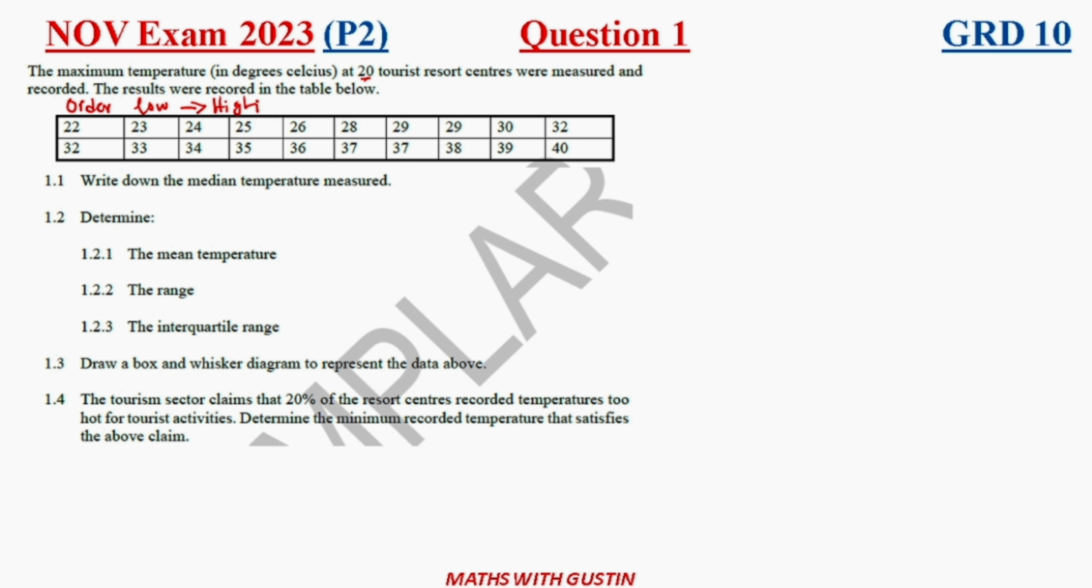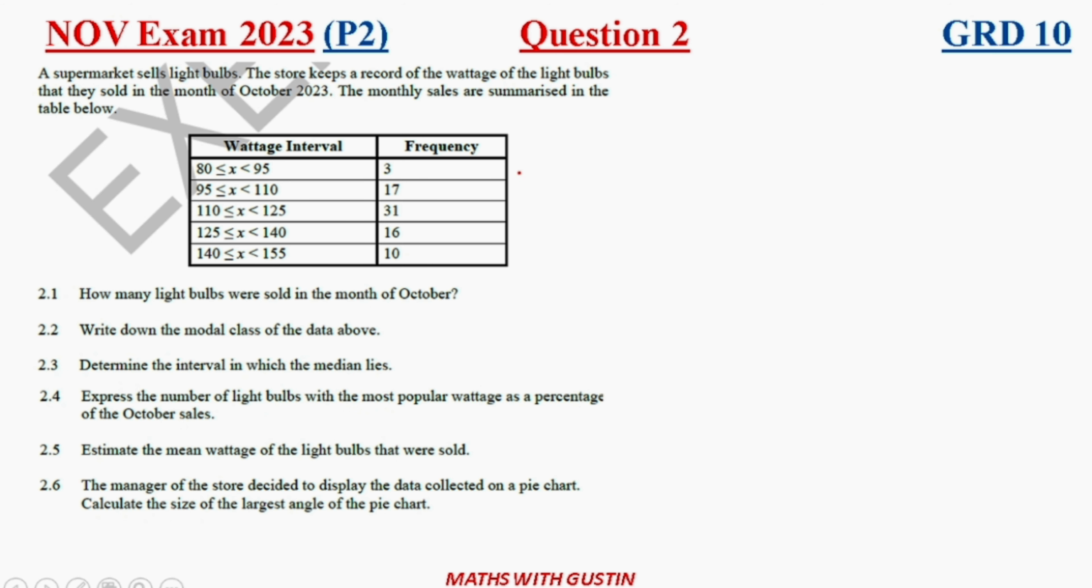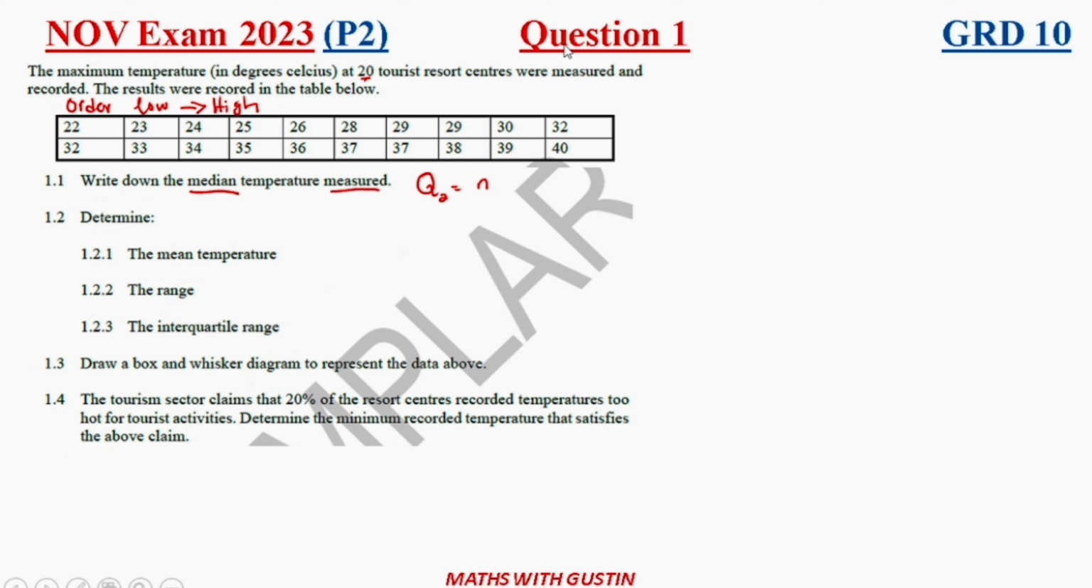All right, let's go to 1.1. 1.1 says write down the median temperature measured. Median refers to what? The middlemost number measured. So now we have a formula that we can use to find the median. You can calculate it by saying Q2 is equal to (n plus 1) divided by 2. This is how you would deal with these numbers here.